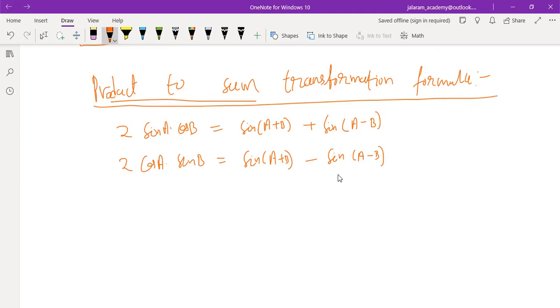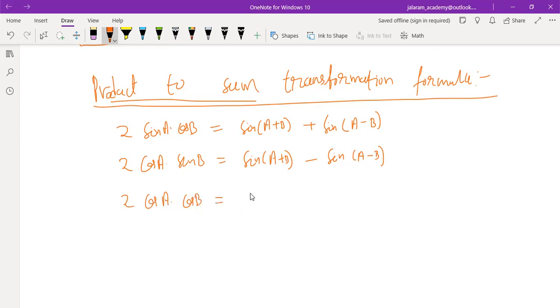And learn all these formulas properly. They are used not only in this exercise, transformation formulas of trigonometric functions, but they will be used in differentiation, integration, etc. in all the other chapters which we will study in future. So learn all these formulas properly. The first is 2 sin A cos B equals sin(A+B) plus sin(A−B). 2 cos A sin B equals sin(A+B) minus sin(A−B).